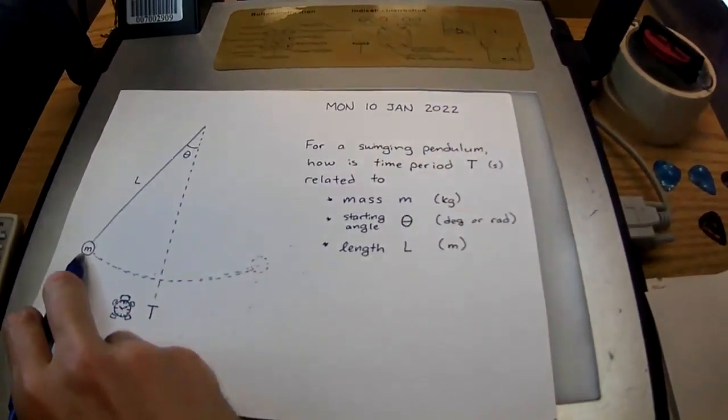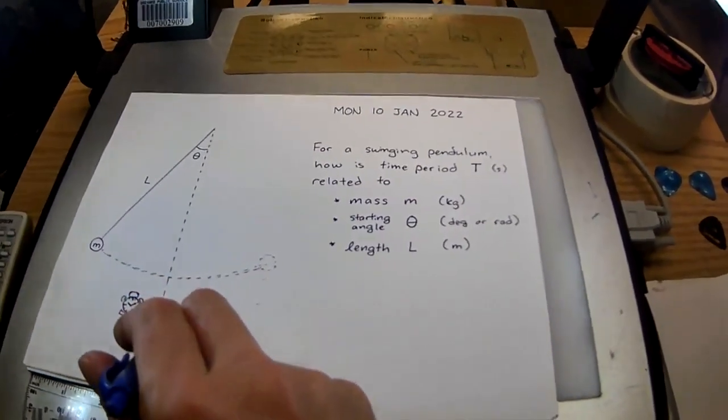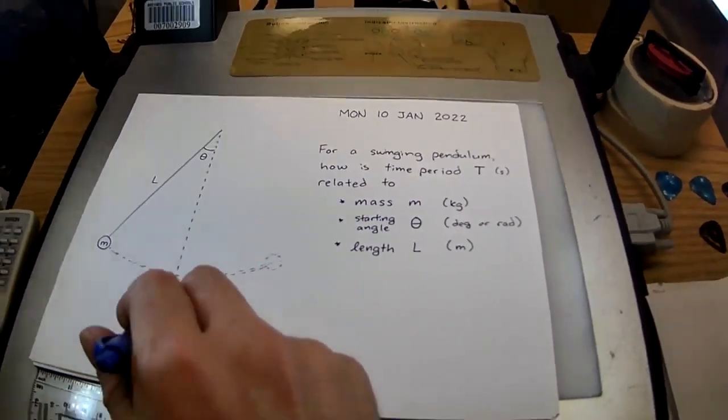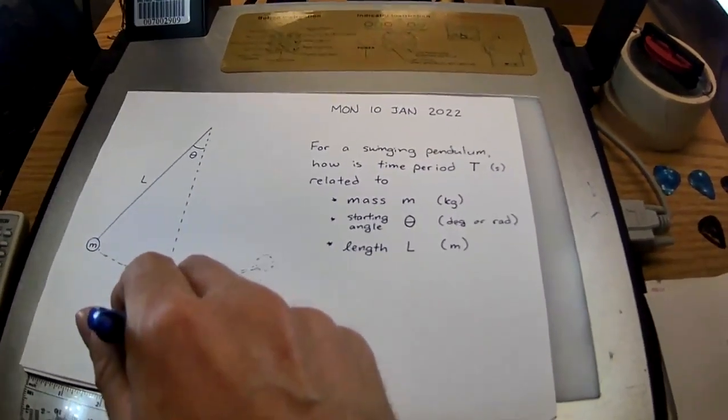So how many of you think if you increase the mass of the bob, that will increase the time period? It's going to slow it down. Okay. How many of you think if you increase the mass of the bob, it's going to decrease the time period and speed it up?